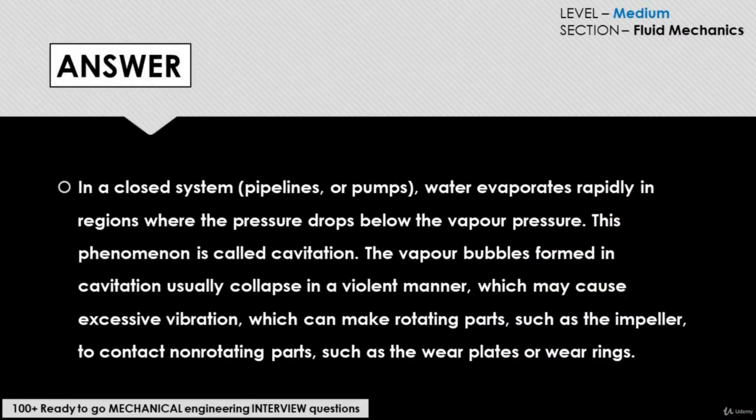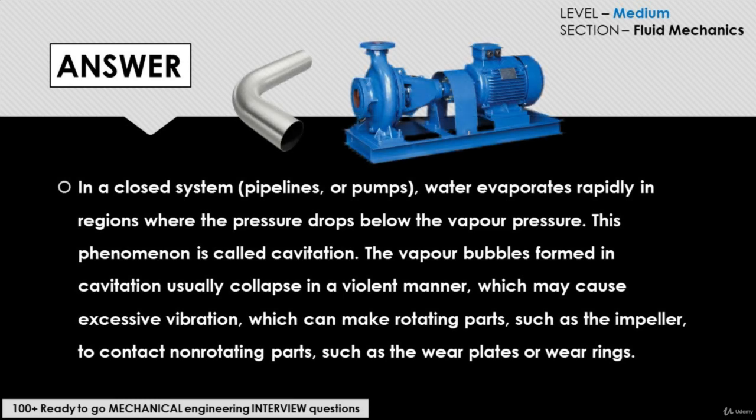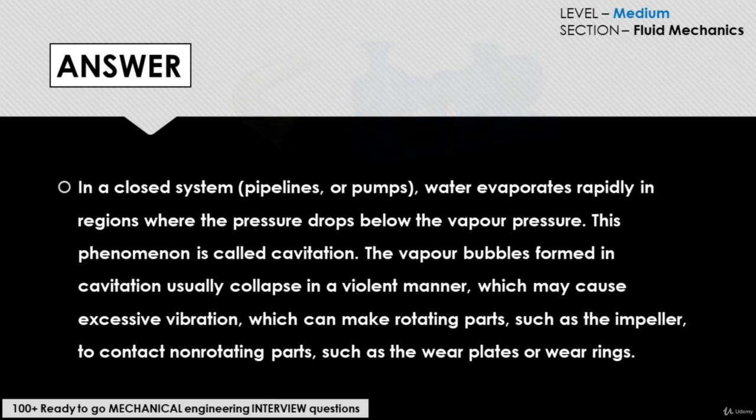The answer to this question would be, in a closed system like that of a pipeline or pump, water evaporates rapidly in regions where the pressure drops below the vapor pressure. This phenomenon is called cavitation. The vapor bubbles formed in cavitation usually collapse in a very violent manner, which may cause excessive vibration, which can make rotating parts such as an impeller contact non-rotating parts such as the wear plates or wear rings.